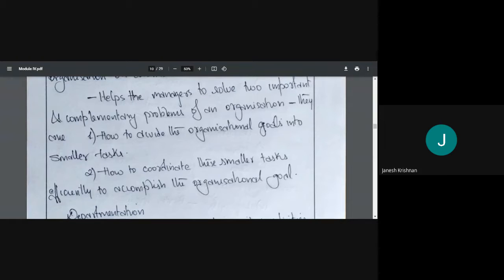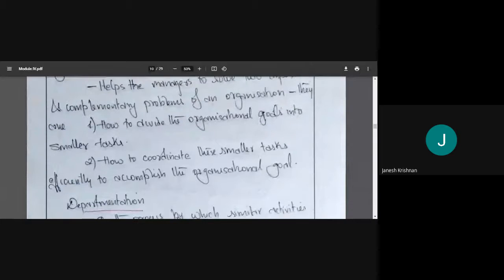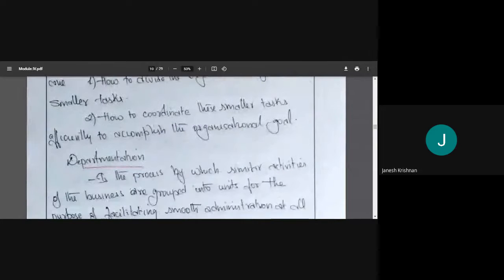So these departments should be coordinated. Departments should be overseen. Leading we had, right? Remember, that should be done. Okay, till this was what we learned yesterday. So the next topic is departmentation.